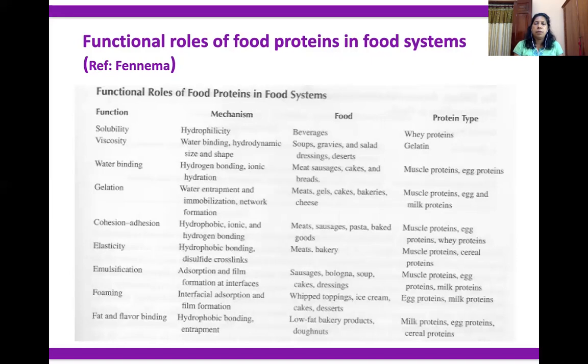When we consider the protein types, muscle protein and egg protein, in meat, sausages, cake and bread, you can see hydrogen bonding, ionic hydration and water binding. Especially in the case of meat and sausages, there is water binding ability. That is why you can see the juiciness. Even if you fry it or cook it, meat and sausages have juiciness.